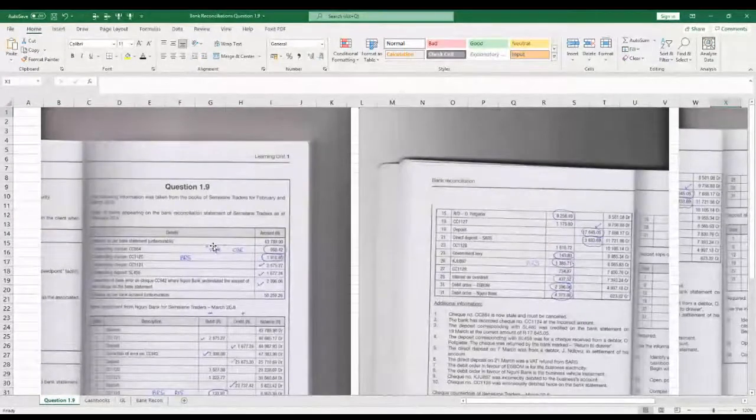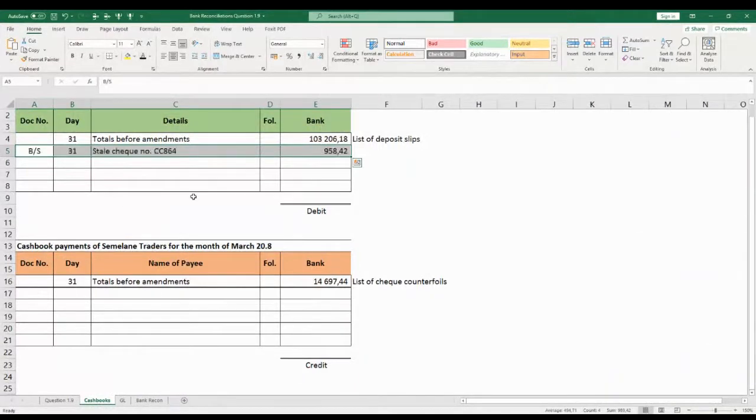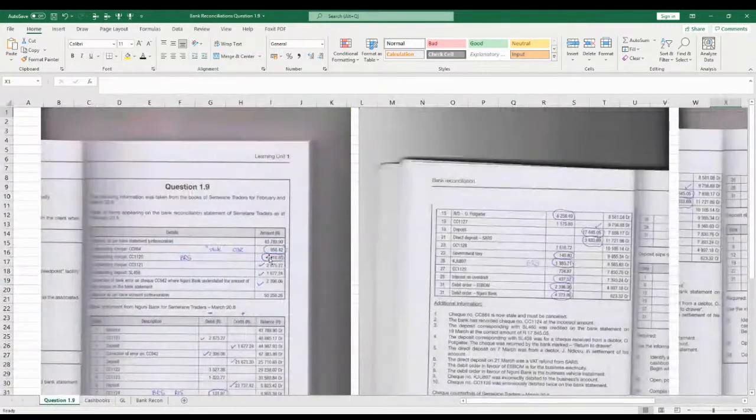so that it had to be paid, but then to reverse it, if it goes stale, we put it in our cash book receipts. So that means our first entry in our cash book receipts would be that stale check, which we add back. Okay, then we tick off that we've done that.